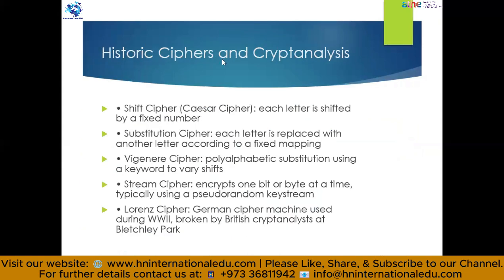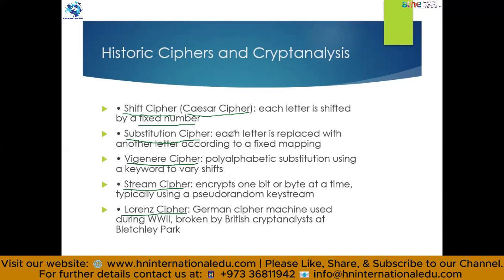So some historic ciphers and cryptanalysis. Let's see these terms as well: shift cipher, substitution cipher, Vigenère cipher, Playfair cipher, and the Lorenz cipher. So these are the five we will see. Shift cipher, also known as the Caesar cipher: each letter is shifted by a fixed number. So shift cipher means we are replacing our alphabets with different numbers. Like we can replace A with 1, B with 2. That's how it will work.